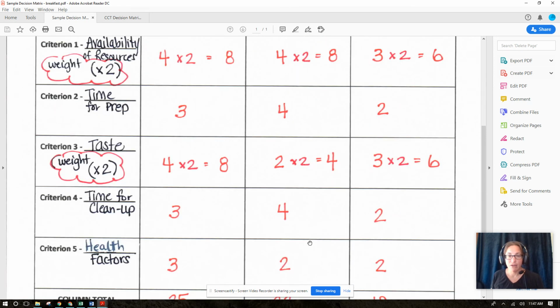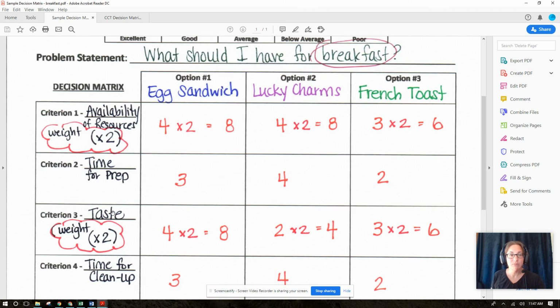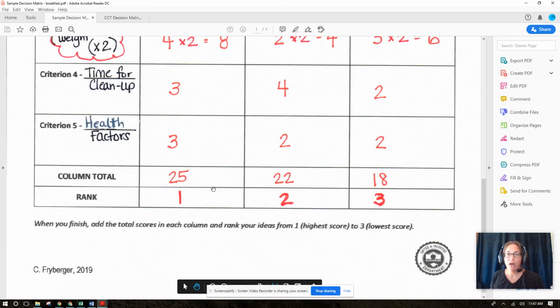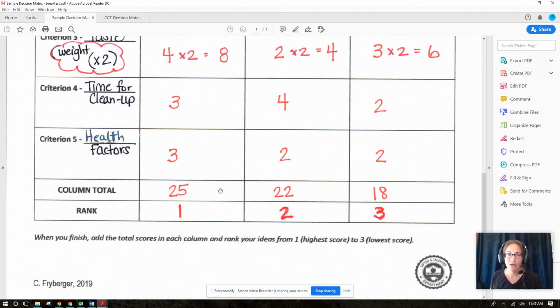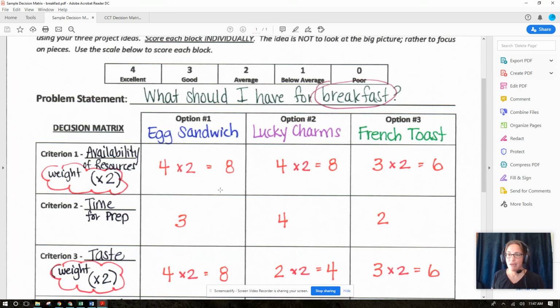And I went down through and I filled all these out. And then I had multipliers. I had these weights. So for availability of resources, every single score in this row was multiplied by 2. So I totaled that up. And then I did the same for taste, multiplied by 2. And then I came down and I scored each one of these. And then I ranked them. The highest score ended up being my egg sandwich. Guess what I had for breakfast? An egg sandwich. There you have it.